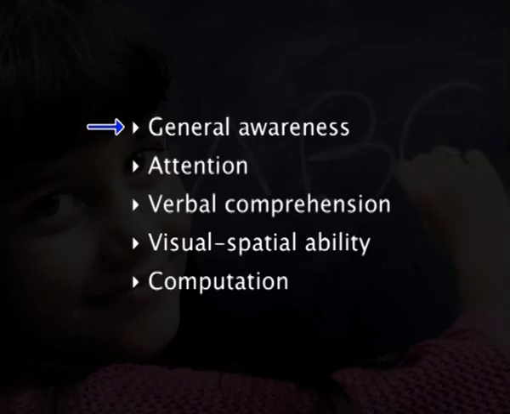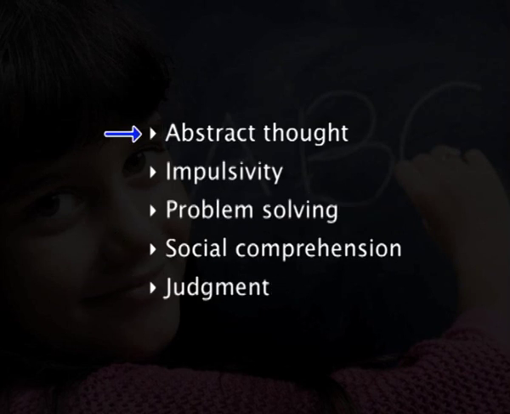Phase 2. Psychological testing. IQ and achievement testing is done to determine the strengths and weaknesses of a person's thinking. General assessment domains include general awareness, attention, verbal comprehension, visual spatial ability, computation, abstract thought, impulsivity, problem solving, social comprehension, and judgment.